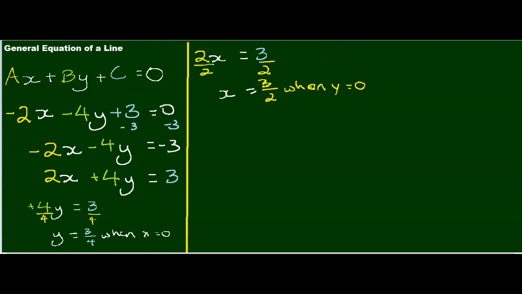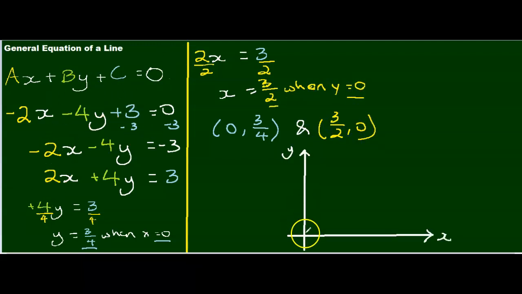So we can say that the points pass through 0, 3 over 4 from here, and 3 over 2, 0 from here. Now we can plot our points. So 0, 3 over 4 would be here, and 3 over 2, 0 would be here. And if we were to plot those 2 points, that would be what your graph looks like, with the y-intercept of 3 over 4.